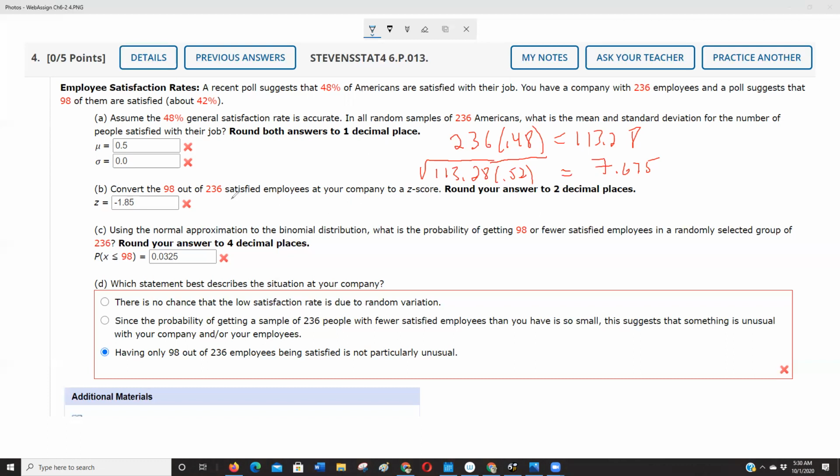So what's the z-score? Well, if there are 98 of them satisfied, so 98 minus 113.28 divided by 7.675. I'm getting negative 1.99.